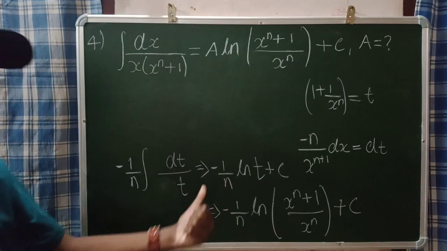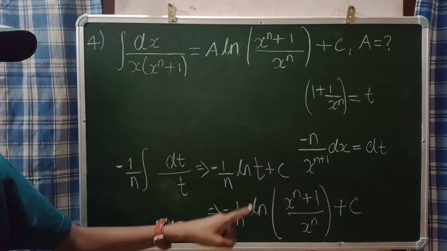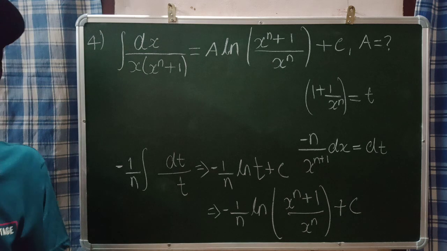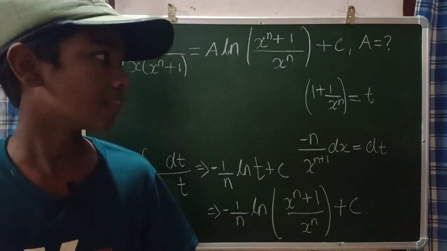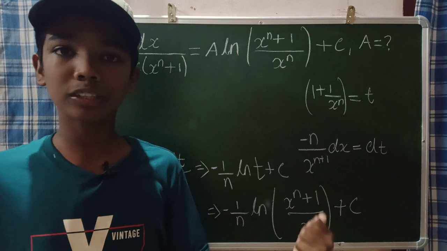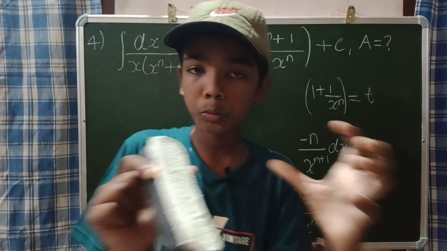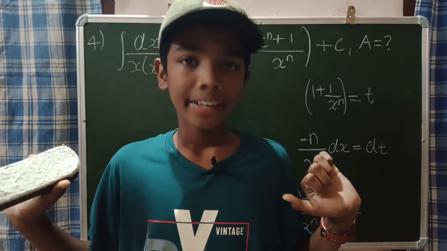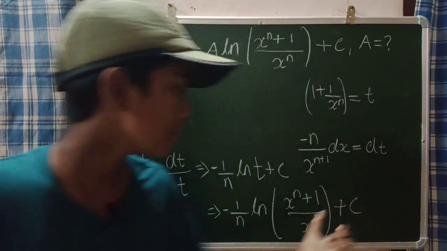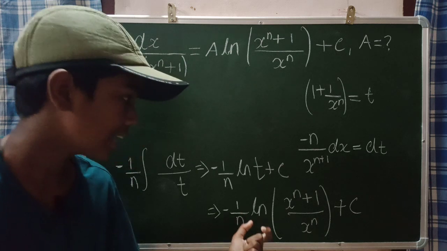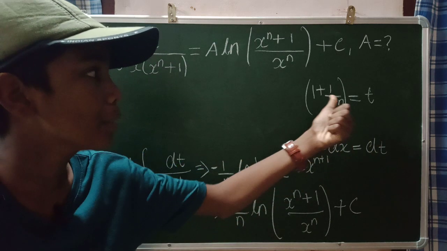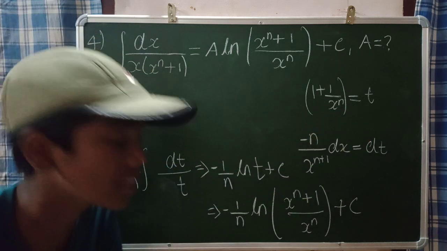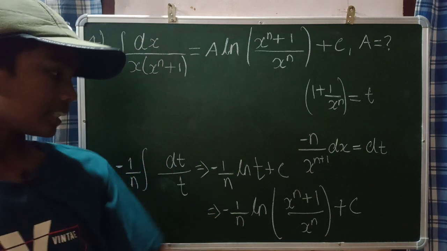Because minus 1 by n I wrote, then ln, then I wrote the value of t. Don't think that if I substitute, I should not consider t itself. That means I should not consider that 1 plus 1 by x to the power of n. The substitution is to make your integral easier. It is not to erase it. That's why I am writing it as minus 1 by n into ln of t. What is your t? 1 plus 1 by x to the power of n, nothing but x to the power of n plus 1 divided by x to the power of n, just by taking LCM, plus some constant.